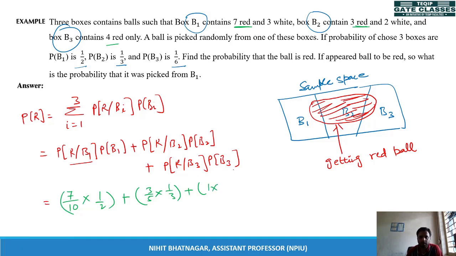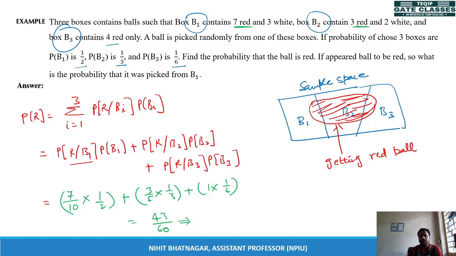Well, multiply. Then B3 is 1 by 6. So after solving this, you will get 53 by 60. So this is the probability of getting a red ball, which is associated with the boxes B1, B2 and B3.